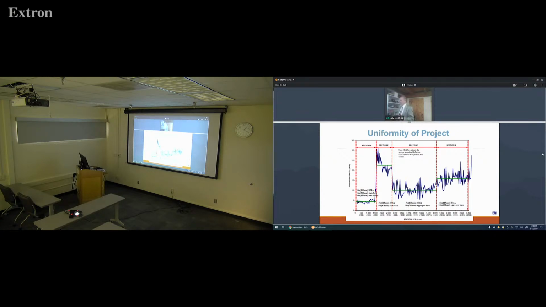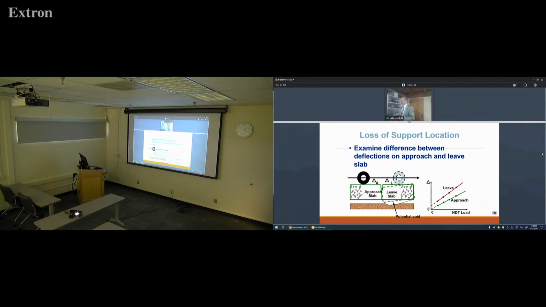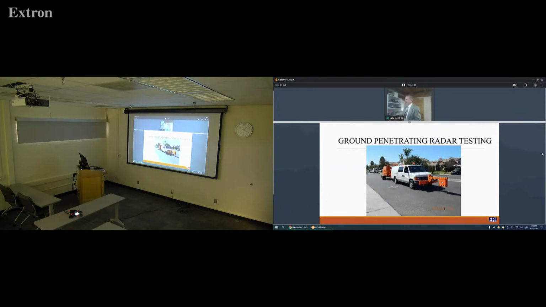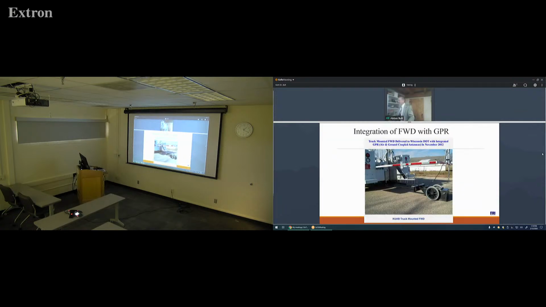And in concrete pavement, load transfer and void analysis can be helpful. And ground penetrating radar, as I indicated, we have collected that. With ground penetrating radar, we can use different kinds of antennas. We can use an air coupled antenna in combination with ground coupled antennas, reaching different depths. Therefore, we can look at voids at deeper depths of the subgrade.